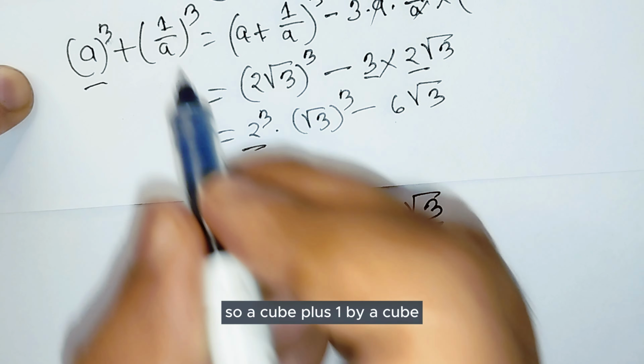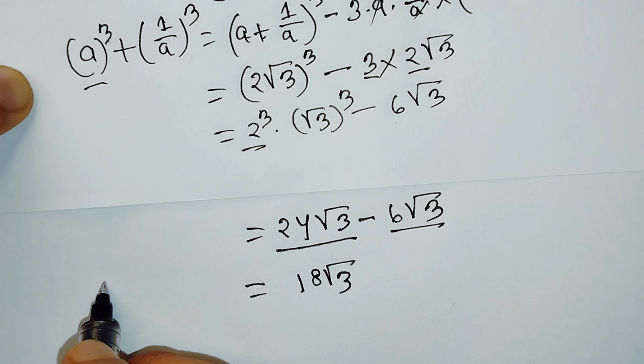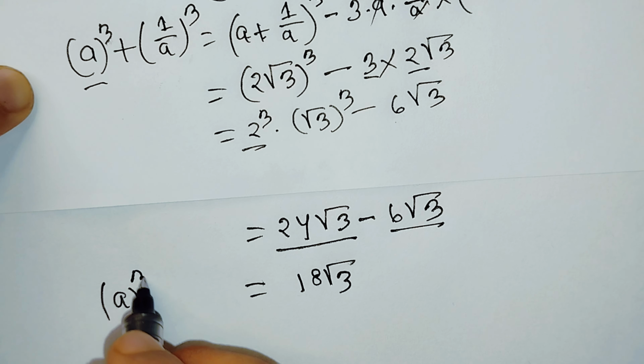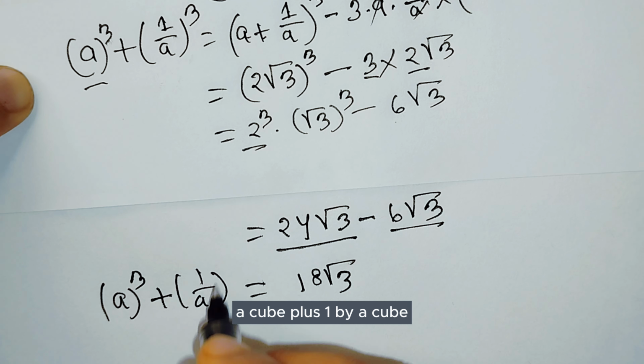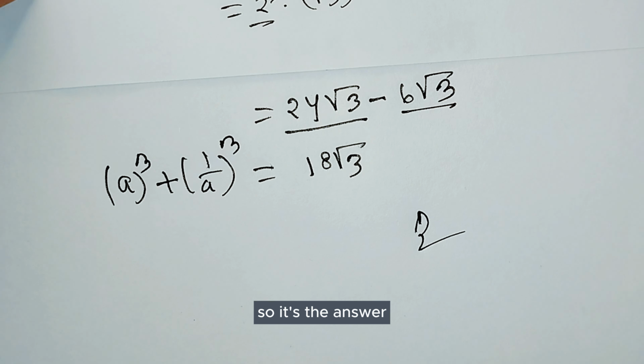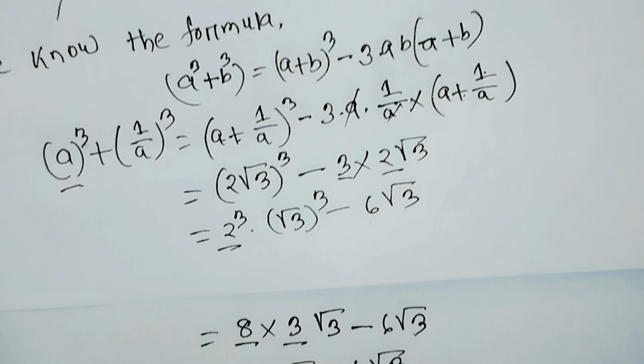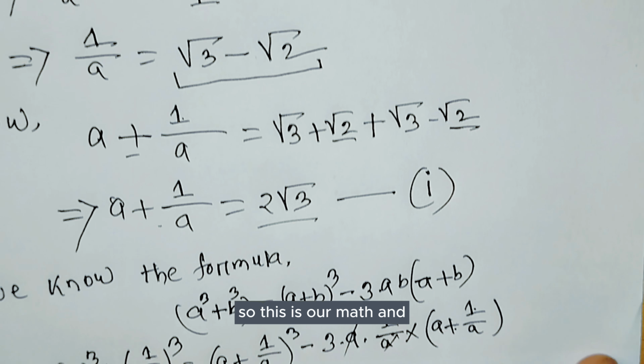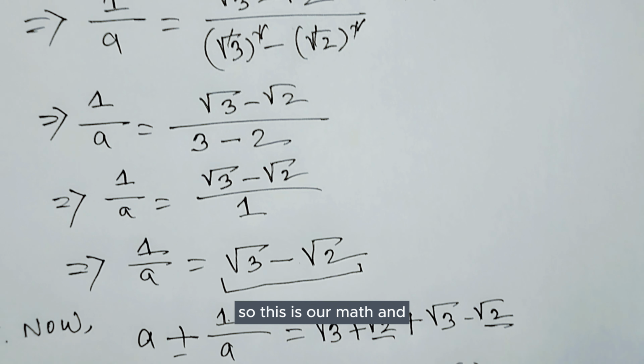So a cube plus 1 by a cube equals 18 root 3. That is the answer. So this is our maths.